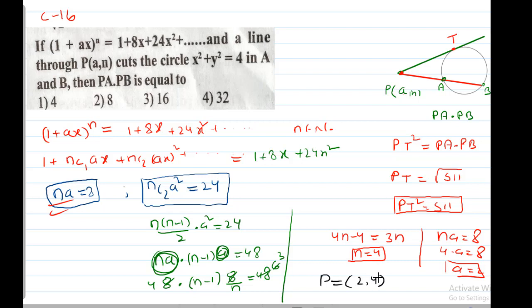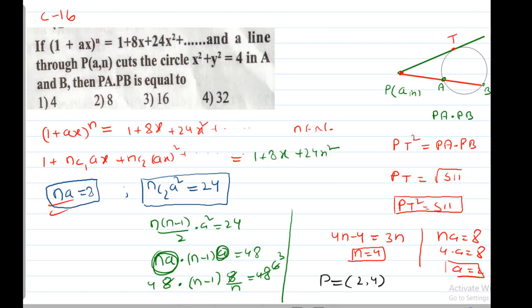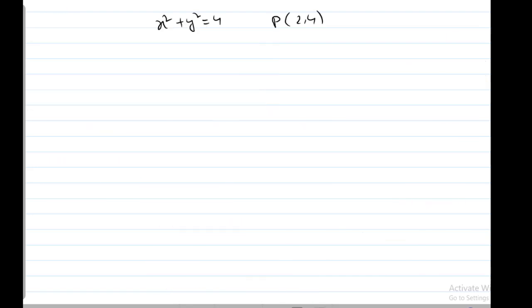By using this 2, 4, I want to find S11. The circle equation is x square plus y square equal to 4, and P is 2, 4. So I want to find S11. So you should take care: first of all, the circle should be in the standard form to find S11. So x square plus y square minus 4 equal to 0. The x square coefficient and y square coefficient should be equal to 1. Now directly substitution only.